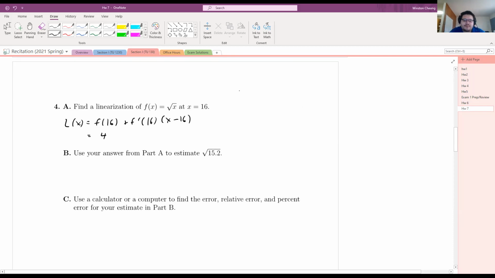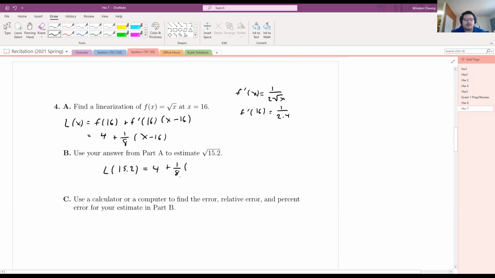For f prime, I need to do some scratch calculation. The derivative is just 1 over 2 square root of x. So f prime of 16 is 1 over 2 times 4, which is 1 over 8. And so then we get that. This equation is my linear approximation, my linearization. Now we want to approximate the square root of 15.2. Well, we want to plug in L of 15.2. And so we just go ahead and do that.